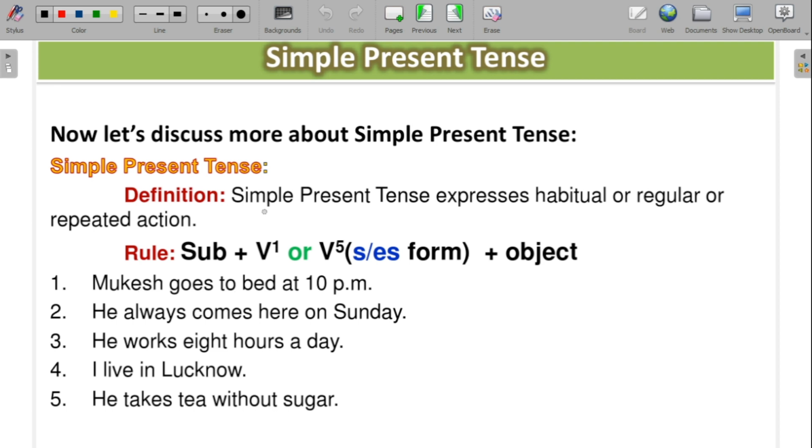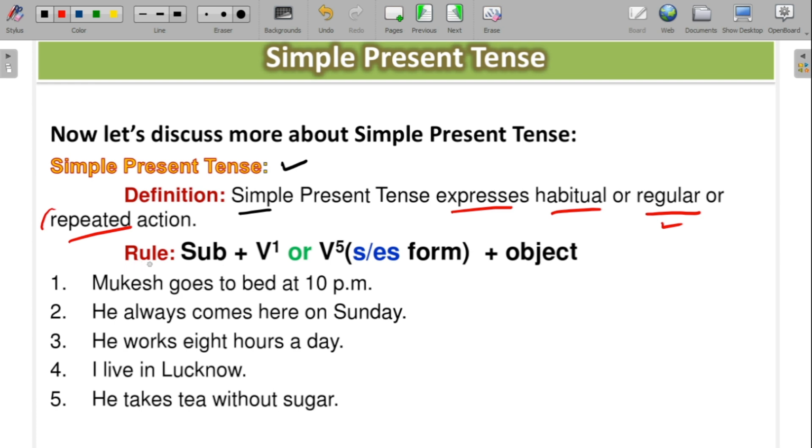Simple present tense. The definition is: simple present tense expresses habitual or regular or repeated action. That means if anything a person is habitually doing, or regularly doing, if something is happening regularly, or any repeated action, those types of actions are expressed in simple present tense.